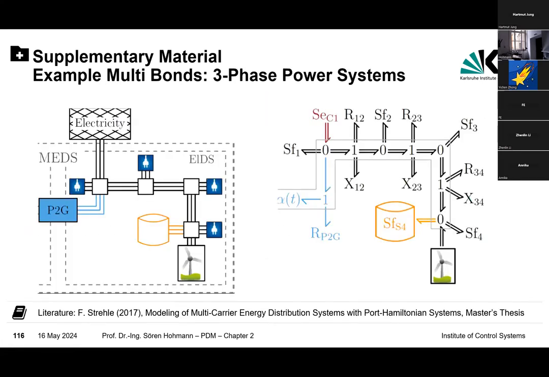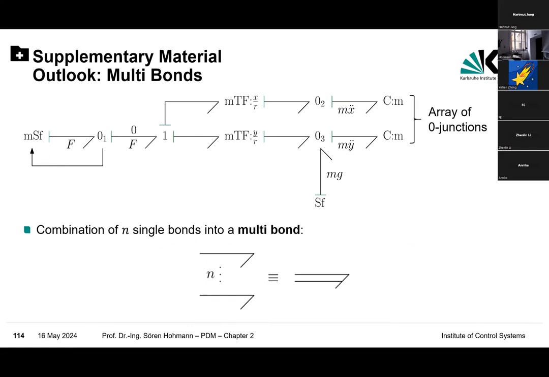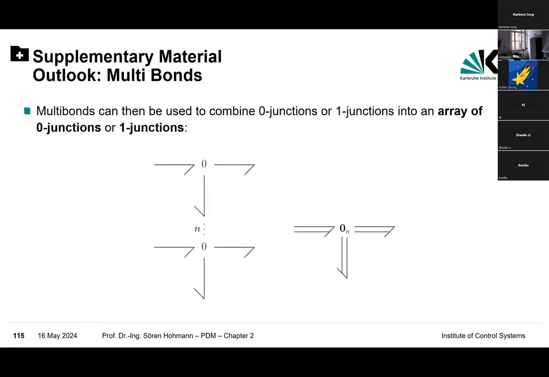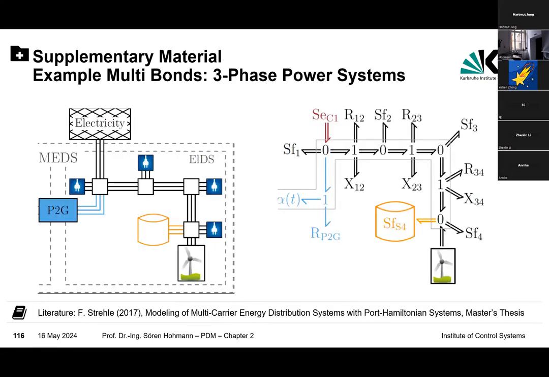If I do so, I end up with a notation with the so-called multi-bond. That's the only thing you should keep in mind, that sometimes some of the bonds can be stapled together in one bond, as so-called multi-bonds. It's an array of bonds, if you like, and also an array of zero junctions and one junctions.